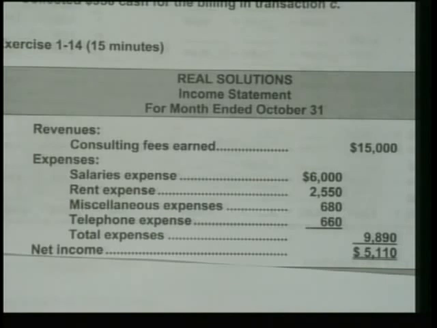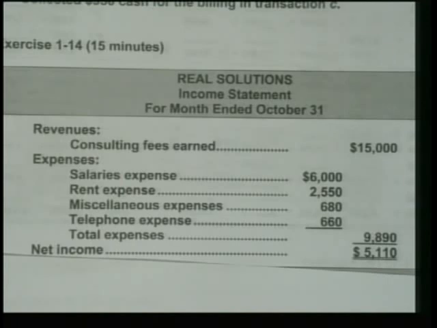Okay, let me make some comments about it. First of all, it's prepared in proper form or in good form, isn't it? You have the name of the company, the name of the statement, and it's dated properly. Don't just put October 31. Put for the month ended October 31. Now, they didn't give us a year, or you would have put that as well.